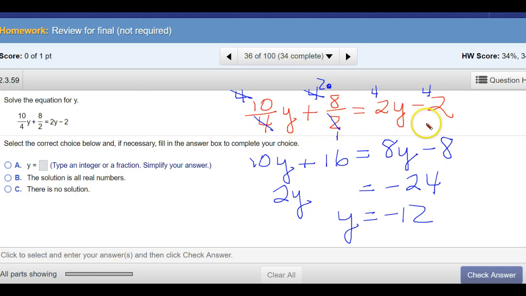Oh, I've cleaned it up a little, so once again we copied it correctly. We're multiplying each term by the lowest common denominator. And once we did that, we simplified it. And then we have this. So we're going to move the 8y to this side as a negative 8y, end up with a 2y. Move the positive 16 to this side as a negative 16. We get a negative 24. Divide both sides by 2. We have y equals negative 12.